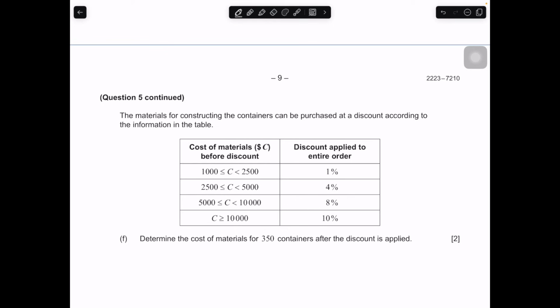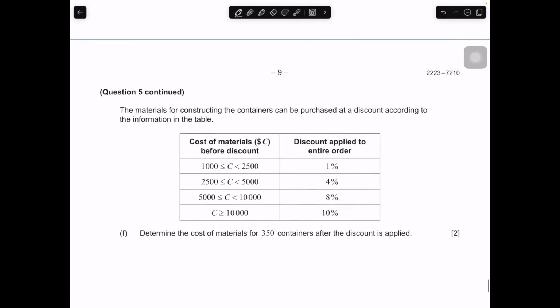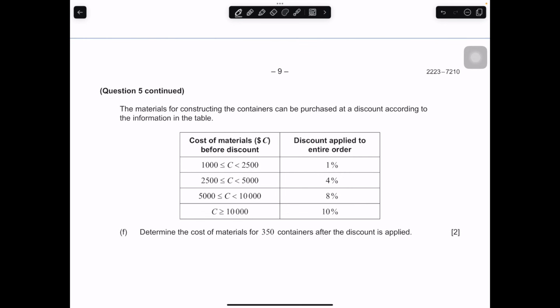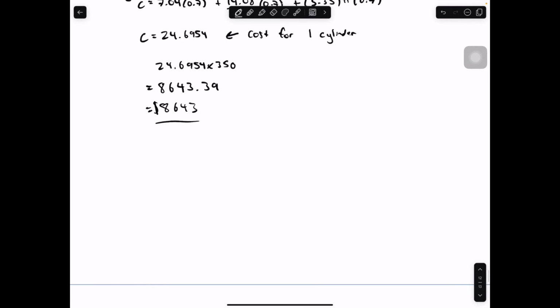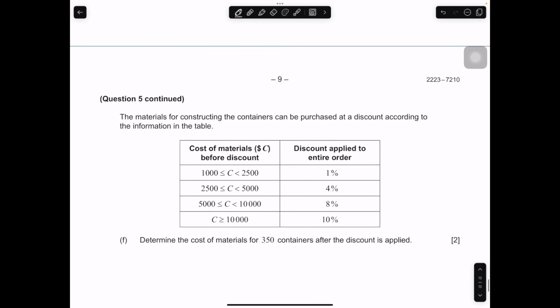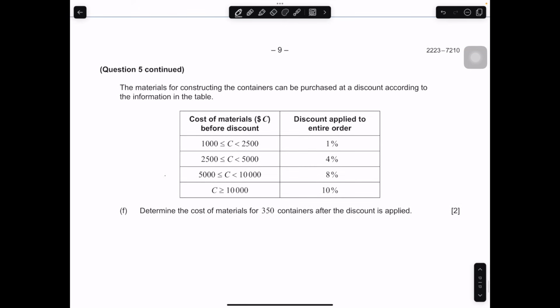Okay, question 5 continued. The materials for constructing the containers can be purchased at a discount according to the information in the table. Determine the cost of materials for 350 containers after the discount is applied. So they can be purchased at a discount according to the information in the table. Cost of the materials before the discount. So we know we paid $8,643, which means that we would be within this range.